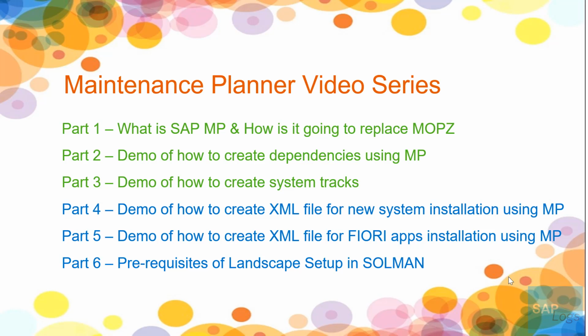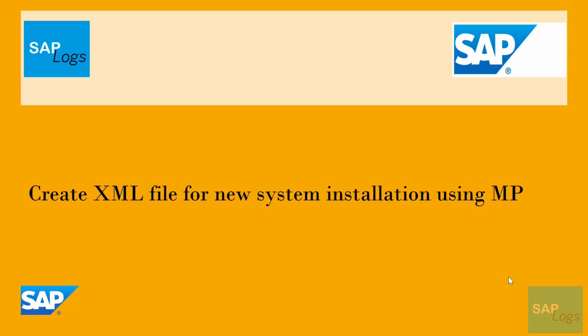And the part 6, the last part, is what are the prerequisites that are required for setting up the landscape correctly in Solution Manager. But instead of creating 3 different parts, I would like to create just one video comprising of all these 3 parts, part 4, 5 and 6. So that's what we are going to see in this particular video. So let's move on. Firstly, I would like to show you how to create an XML file for a new system installation using the Maintenance Planner.